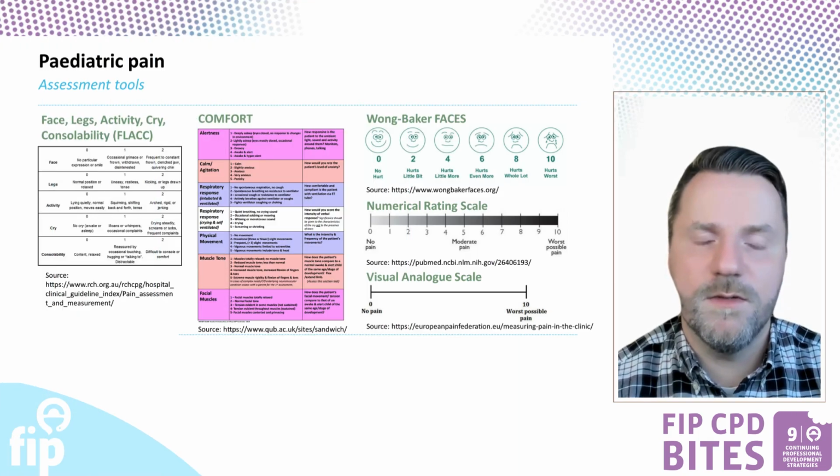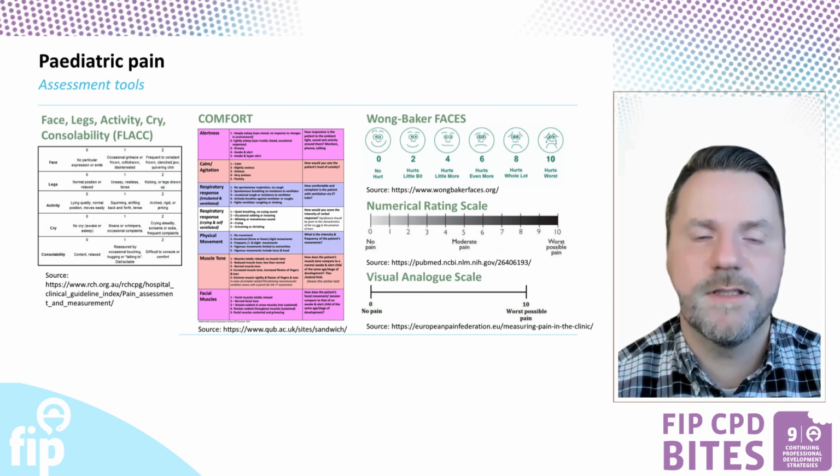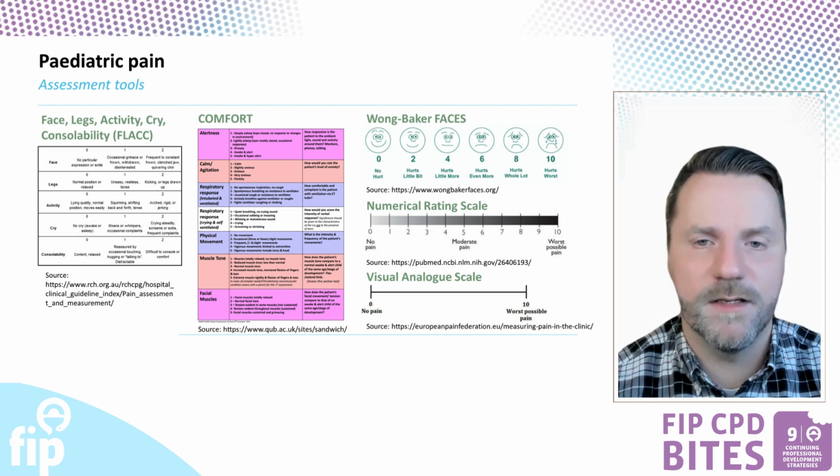Several tools can help quantify the severity of pain in children and young people. The images on this slide are for illustrative purposes only. The FLACC tool and the COMFORT score are suitable for younger or non-verbal children. For older children, tools such as the Wong-Baker Faces Scale, Numerical Rating Scale, and Visual Analog Scale may be more appropriate. However, the choice of tools should be based on the child's age, communication abilities, and individual needs.